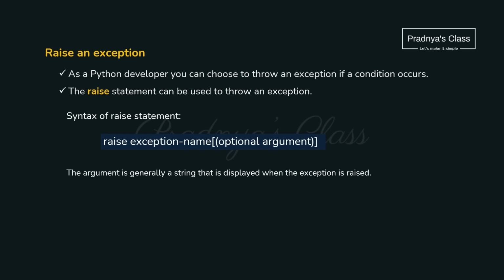The exceptions which we have discussed were built-in exceptions, but we can also raise our own exception. For that we can use the raise statement. First we write raise, then the exception name, and here is the optional argument. We can write a message here, what we need to display when the exception is fired.